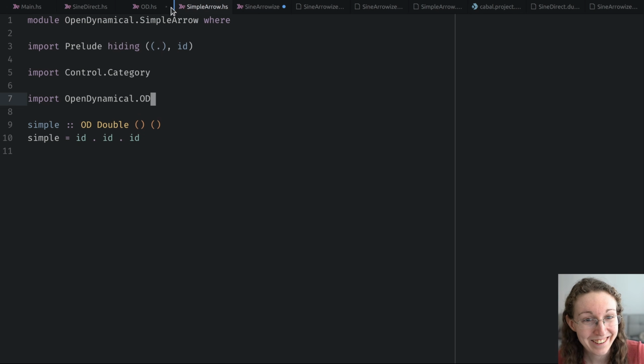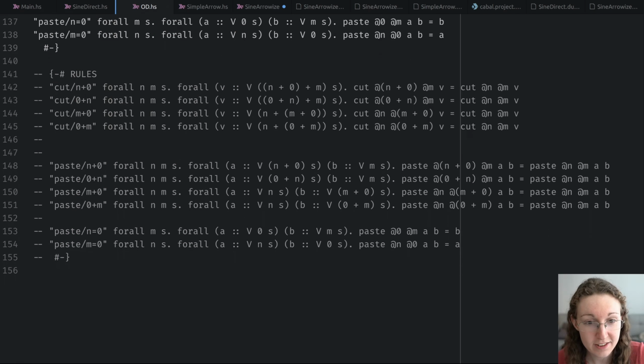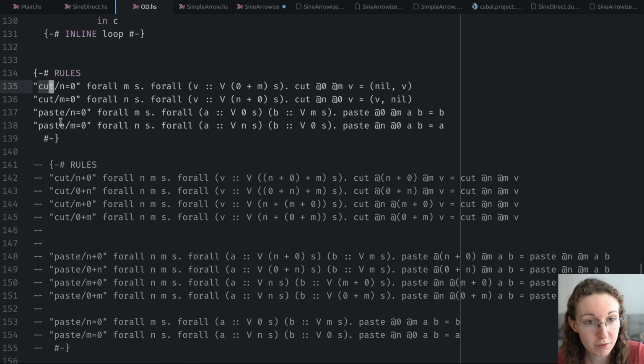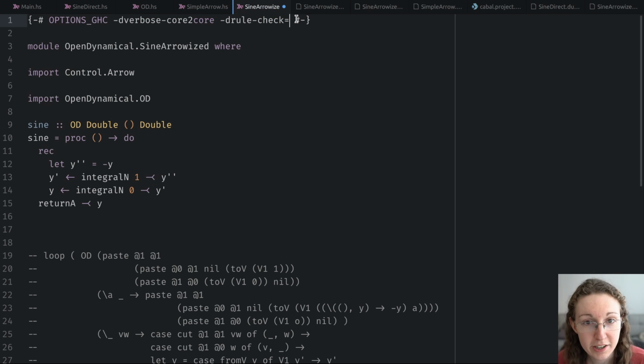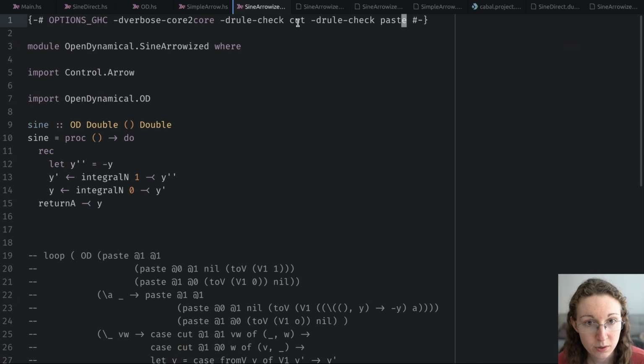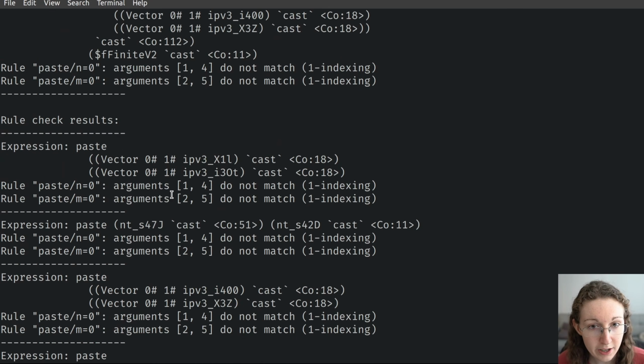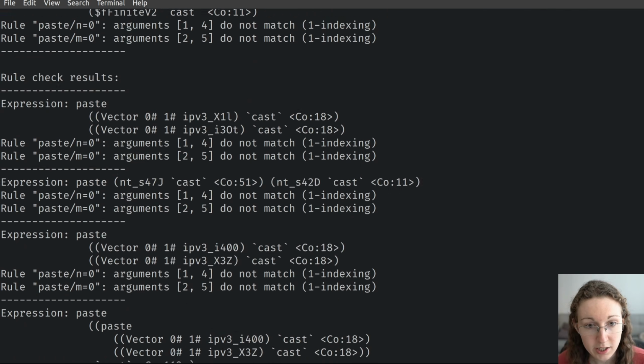So the way that rule check works is you pass it the name of the rules that you want to see sort of why they're not firing. And so in this case, I'm just going to say rule check cut and rule check paste. And now let's remove this, so that we're not getting too much output. And right away, we start getting some useful output.